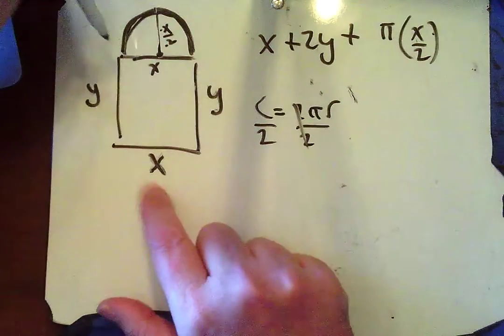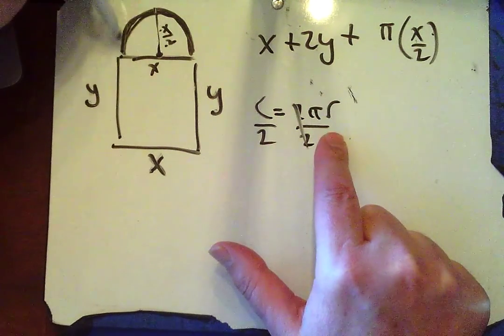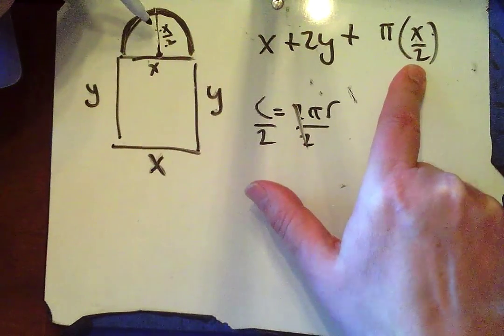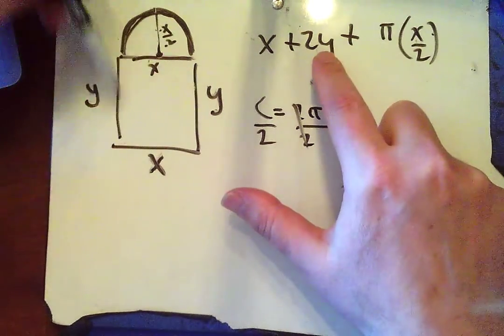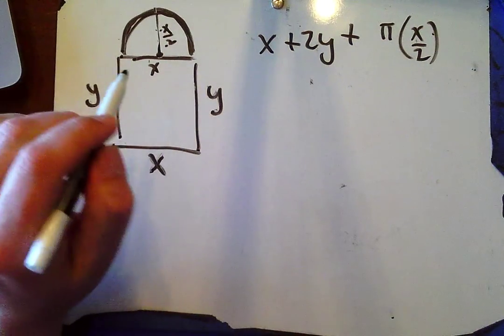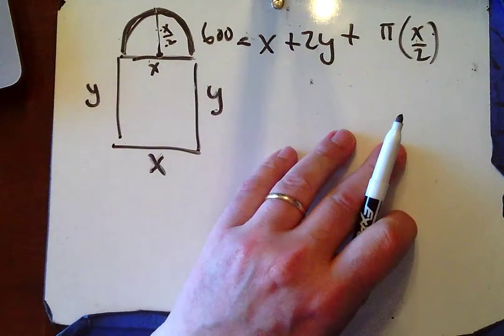All right, so we've got an x. We've got pi r because we want half of the circumference. There's pi r. Radius has been replaced with an x thing. We've got these two y's, and we have this x. Fabulous. And how much fencing did we have for that? That is 600. And that's our helping equation.